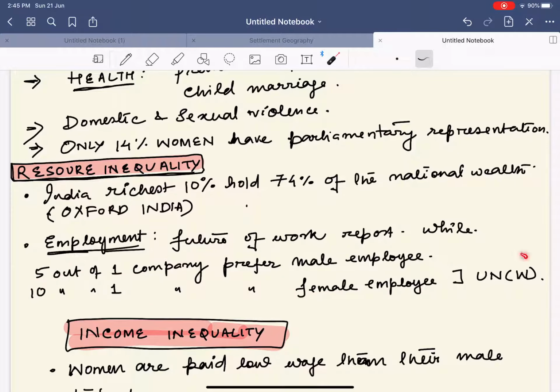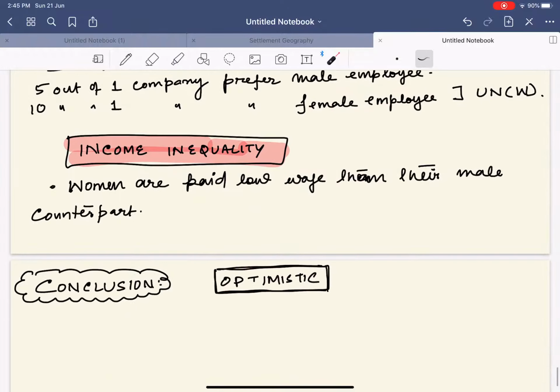Hence, this is the very reason why the government of Odisha has come up with reservation for women. Because the government of Odisha understands that the opportunity for women in the private sector is very less because of the preference for male employees when compared to female employees. Next we have income inequality. Again, what is the problem? Women are paid lower wages than their male counterparts. This was one of the reports published by Monster.com. Now Monster.com, as you know, is a hiring or employment agency. It said that women are being paid lower than their counterparts.